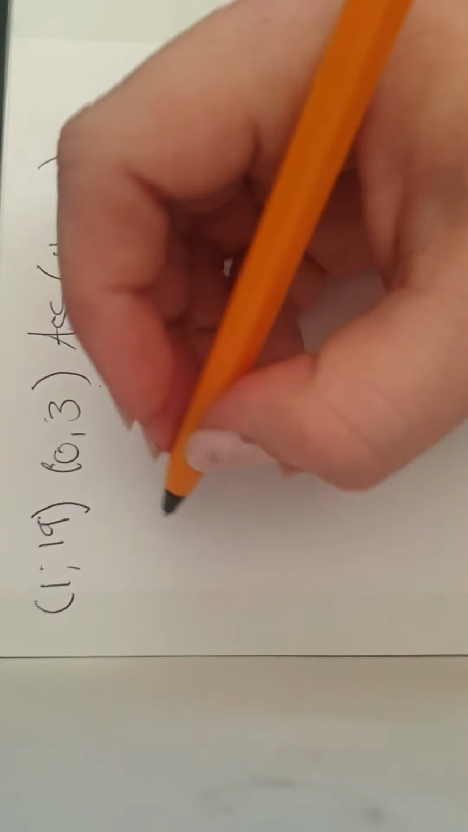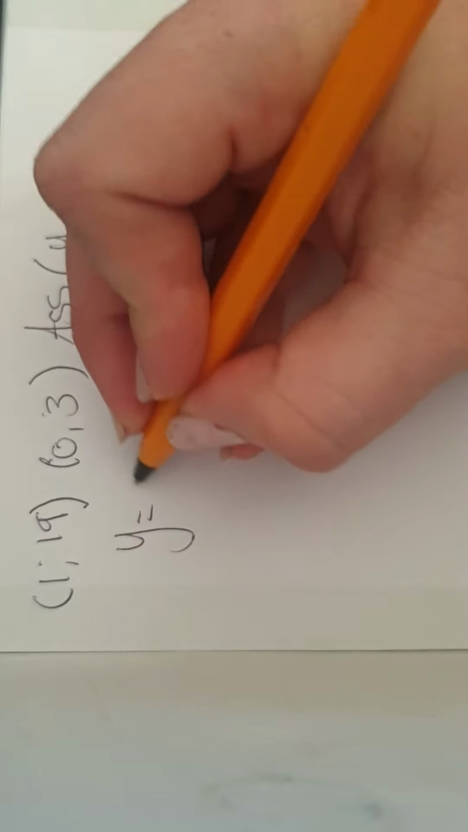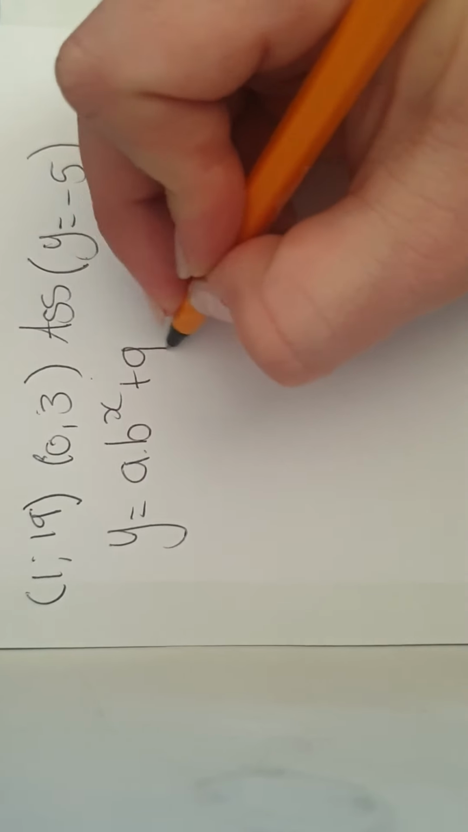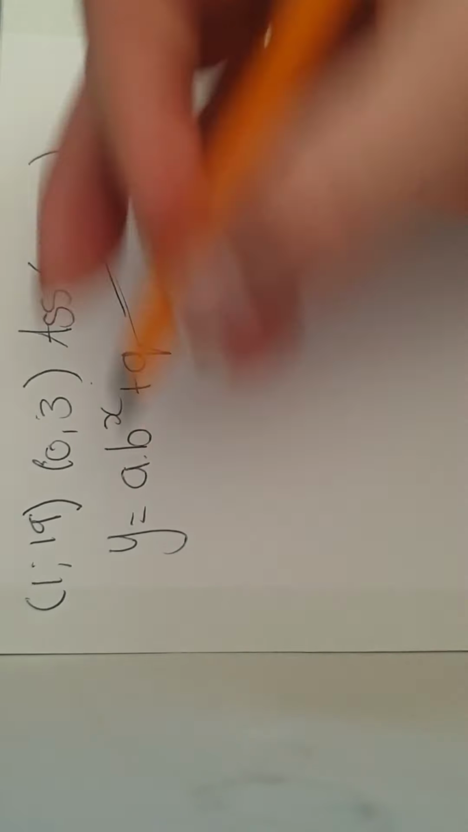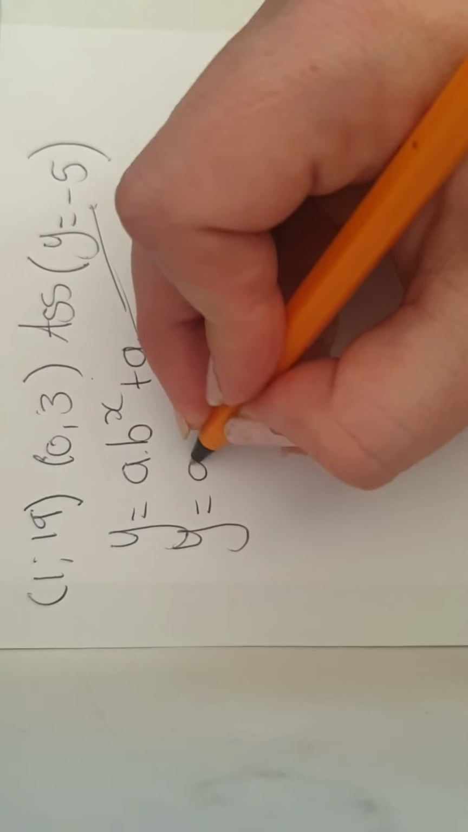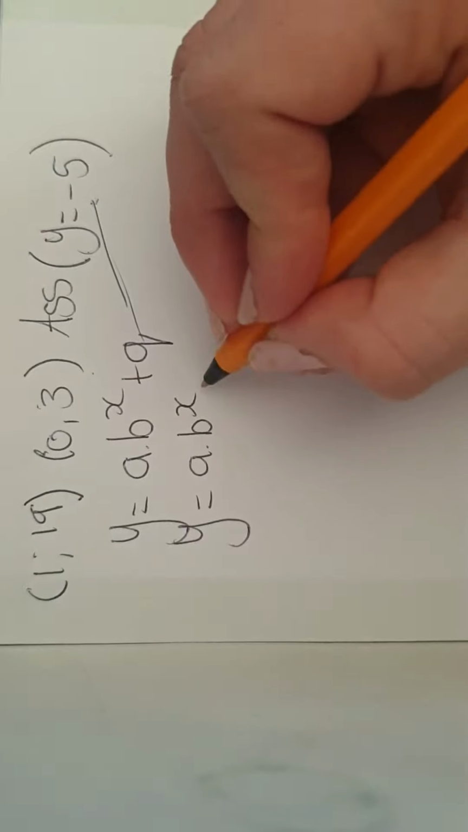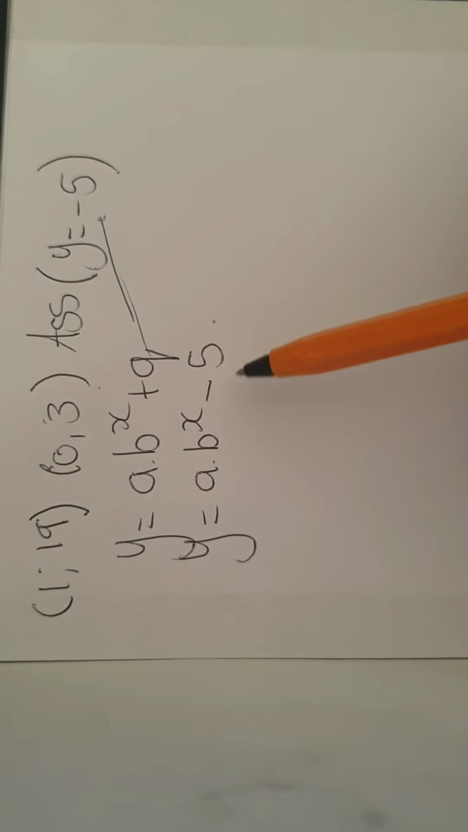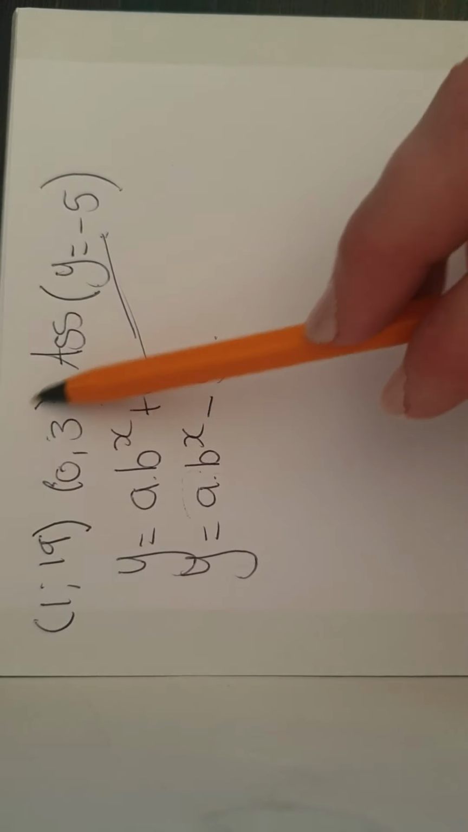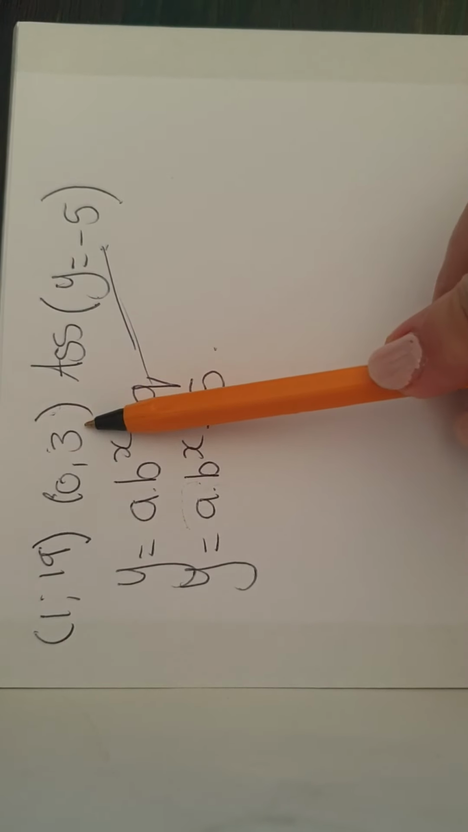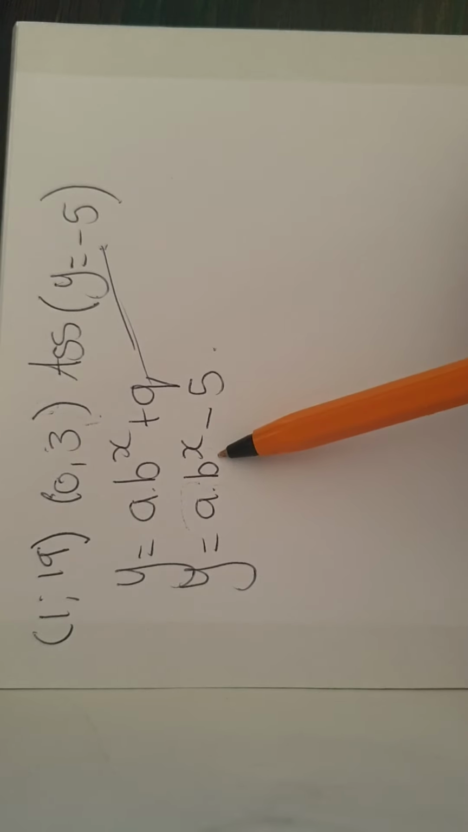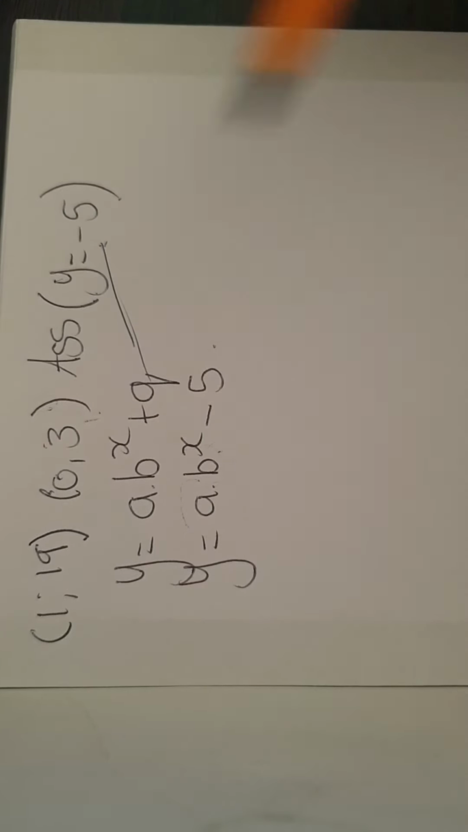So first things first, we obviously know the equation of the exponential graph is y equals a times b to the power of x plus q. Now we know that minus 5 is our q value, so we can already say y equals a times b to the power of x minus 5. Now to determine the a value, we're going to take the y-intercept point because we want x to be 0, because then that will automatically make that a 1, because anything to the power of 0 is 1.